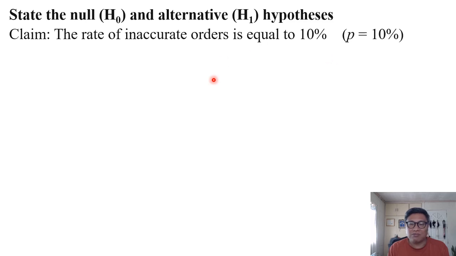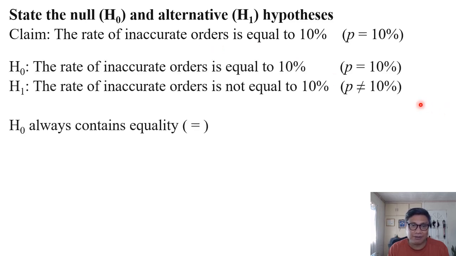first, we are going to establish our null and alternative hypotheses. The claim says that the rate of inaccurate orders is equal to 10%. Because it contains equality, class, the claim becomes your null hypothesis. And the alternative hypothesis is the opposite. It contains not equal, so you can rewrite it as the rate of inaccurate orders is not equal to 10%. So one of these hypotheses is the correct one. Remember, the null hypothesis always contains equality.